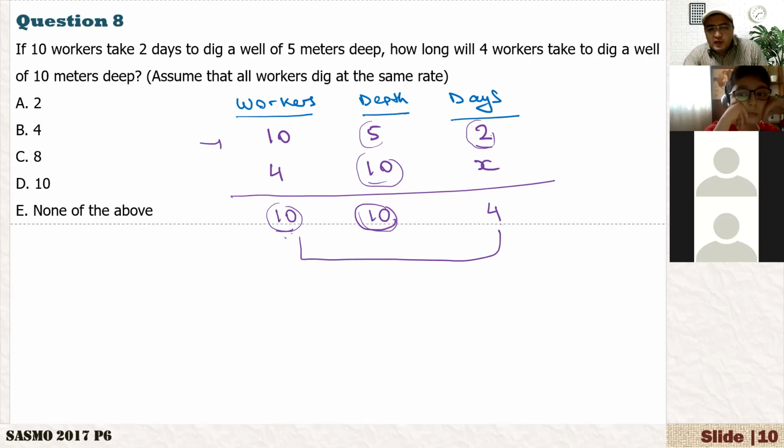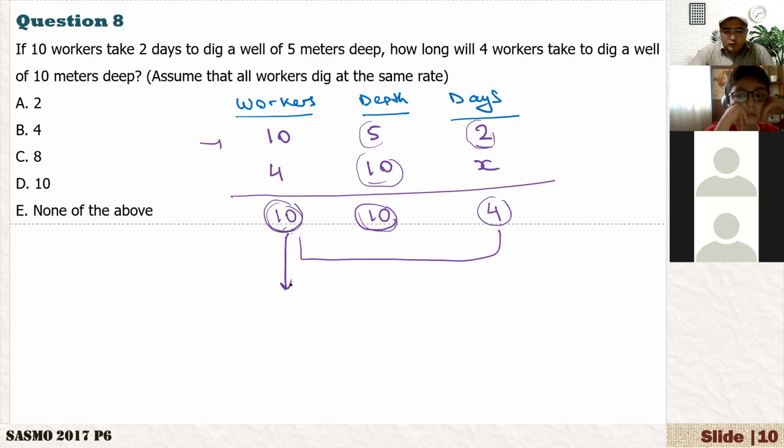It's like you have 10 burgers, right? If 10 students come and eat together, maybe they can eat it in 1 minute. How about if you eat the whole burgers alone? How long does it take? Maybe you can eat this in 1 hour. It's something like this. So that means that if I increase the number of workers, I have to decrease the number of days.